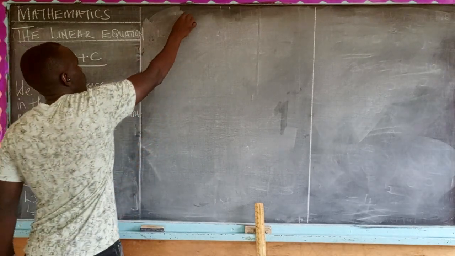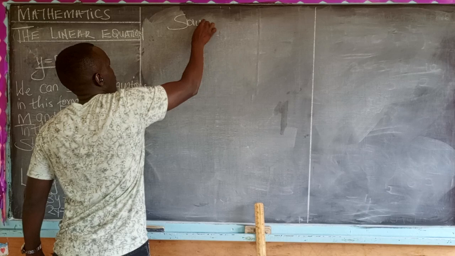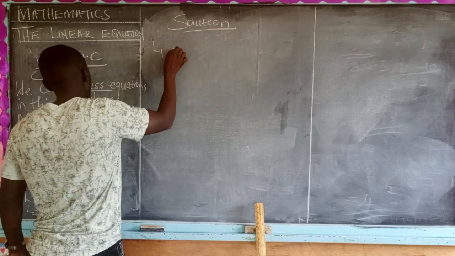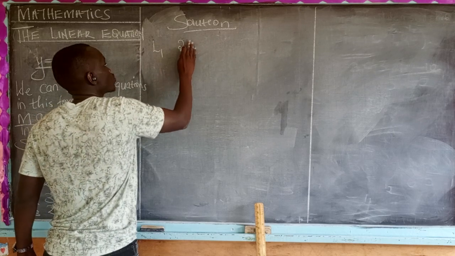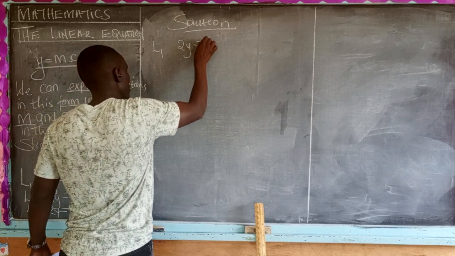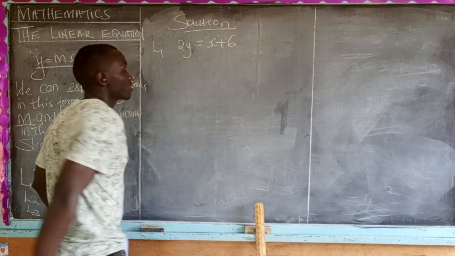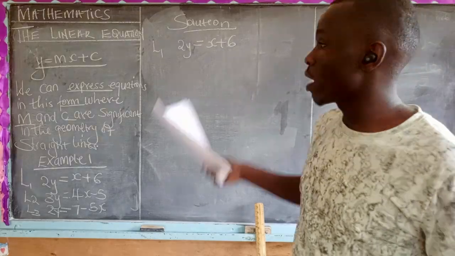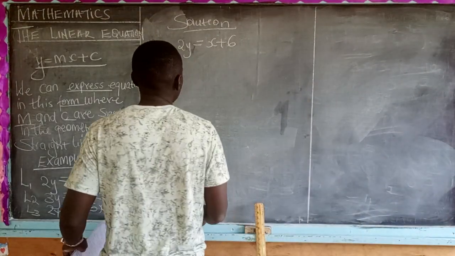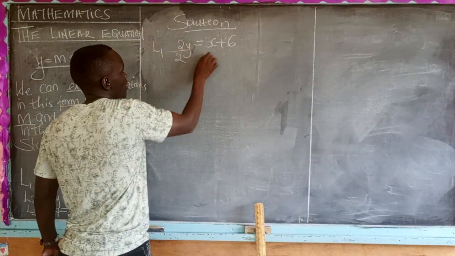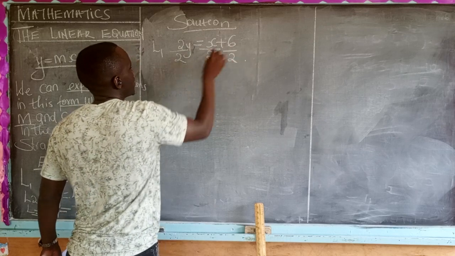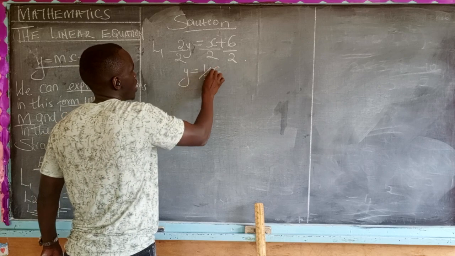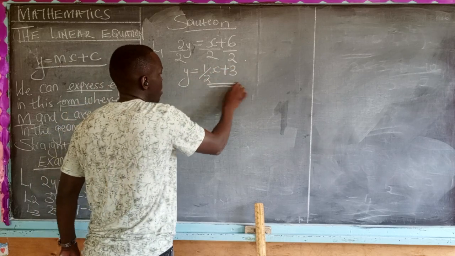Solution. For line 1, we have 2y equals x plus 6. This is line 1. I hope you can see line 1. In this case, we are going to divide by 2, so y will be 1 over 2 x plus 3.